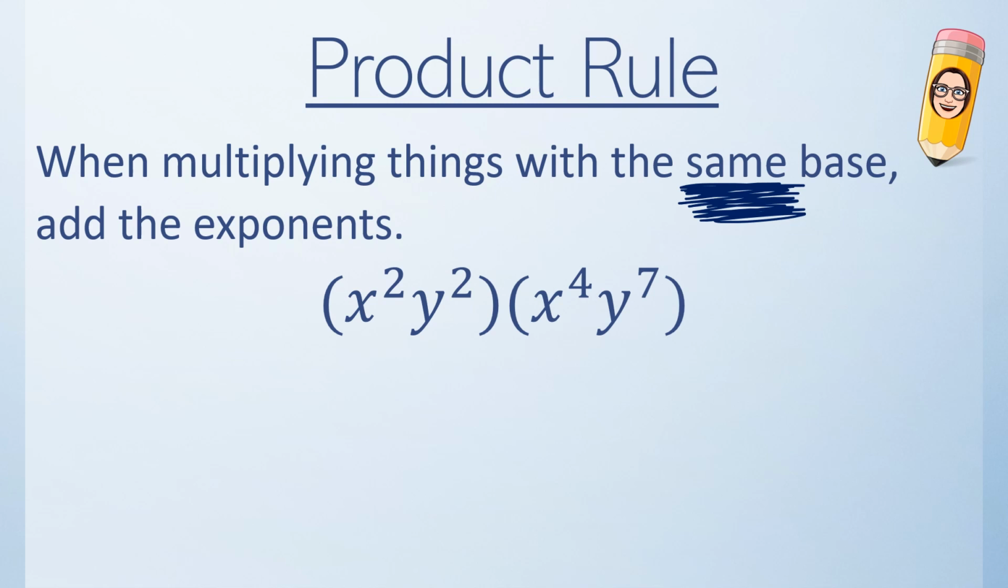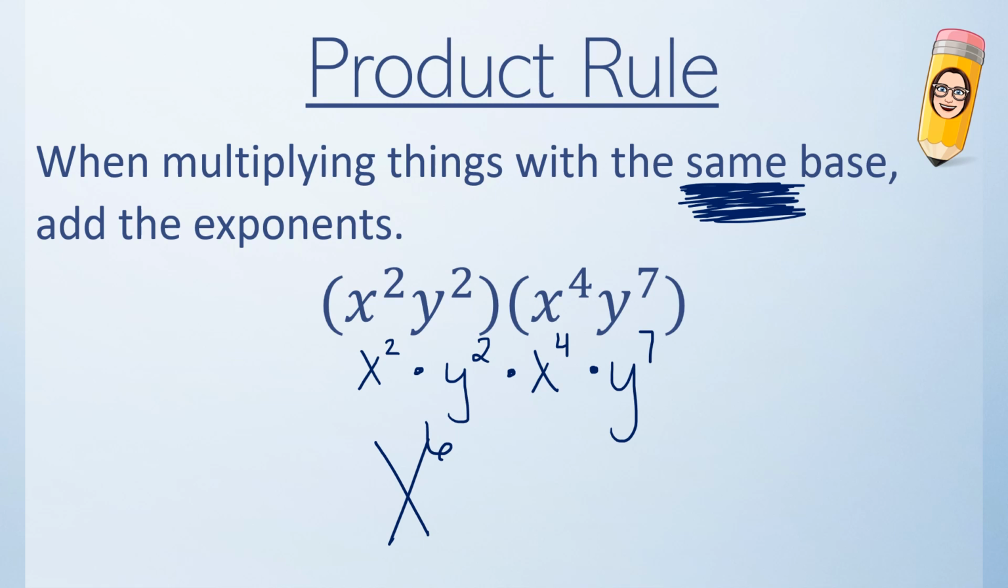And so I'm going to rewrite this problem first of all. These parentheses are unnecessary, right? Those parentheses are just showing me that in the end, we are just multiplying. All right, and then I can take a look. I have x squared times x to the 4th. Now, it says to add the exponents, which would be x to the 6th. Add the exponents, which would mean it's y to the 9th.